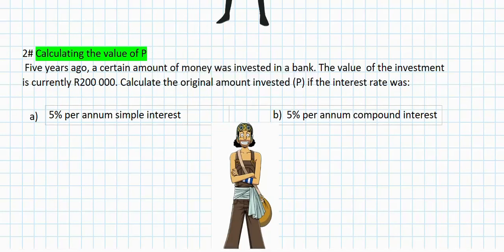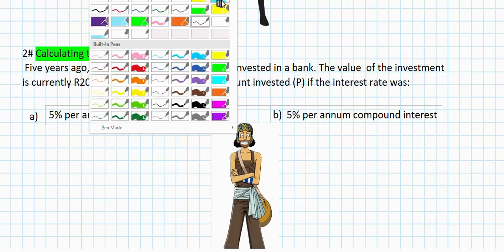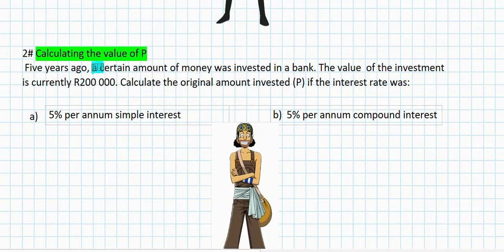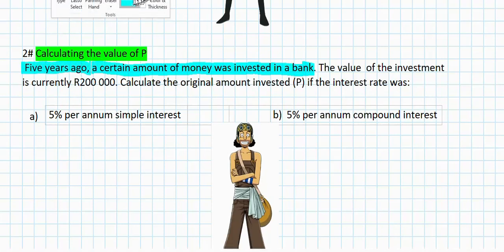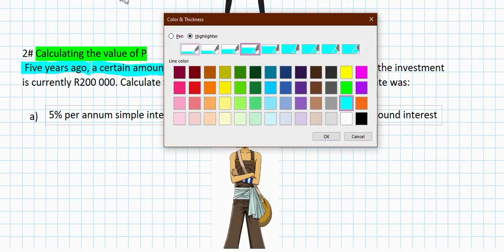Let me choose a highlighter for that. This is interesting. All right then. A certain amount of money was invested in a bank 5 years ago. So we have what here? We have the period. Let me choose a pen quick. Sorry for that.